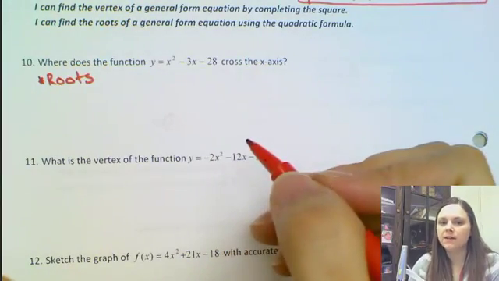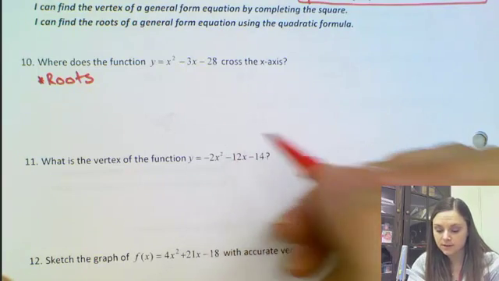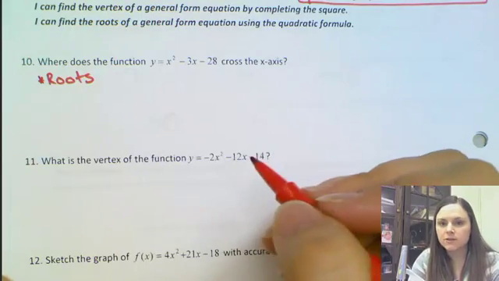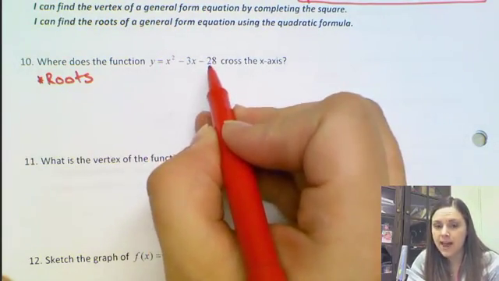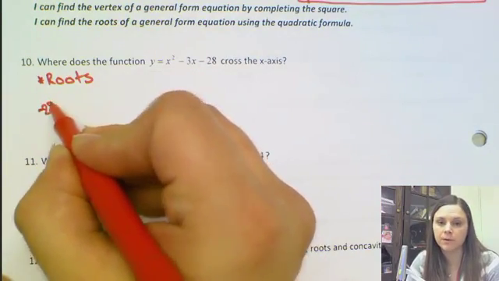Number 10, we want to find out where the function crosses the x-axis. So those are the roots. Okay, so really with this one, we want to know what are the roots. To do this, we really have two ways that the directions don't specify. We can factor, or we can use the quadratic formula. So you really could go with whatever you're more comfortable with.